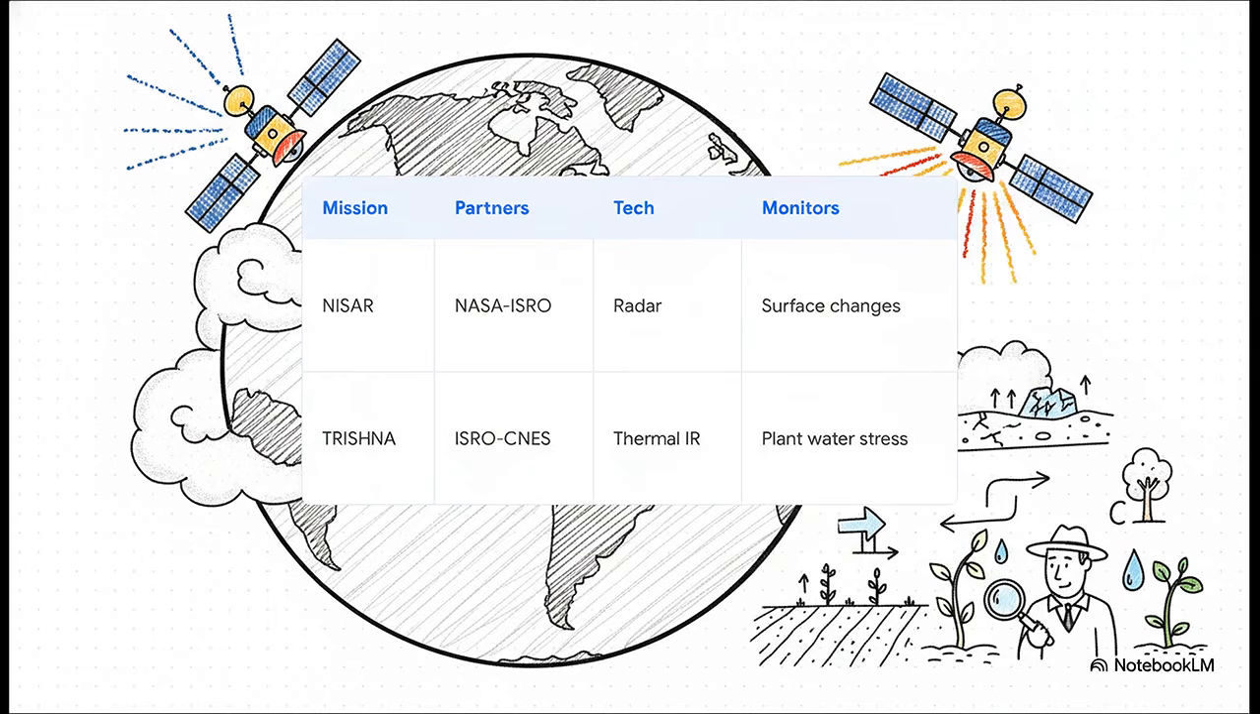And right beside it, we have Trishna, a collaboration between ISRO and the French Space Agency. Trishna is going to use thermal infrared imaging with a stunning 57-meter resolution to give us the first-ever precise monitoring of plant water stress and evapotranspiration at a field scale. This is literally game-changing data for things like sustainable farming and global water management.